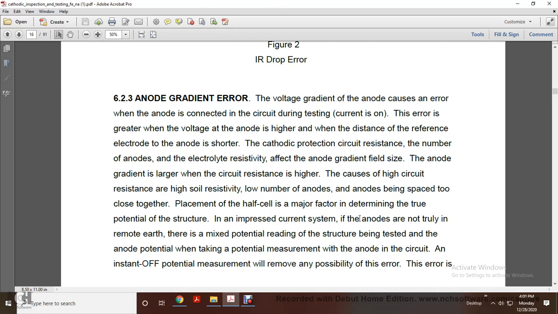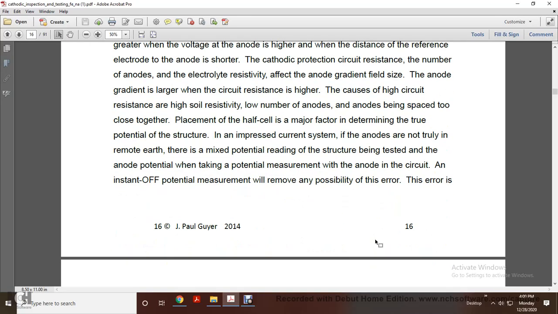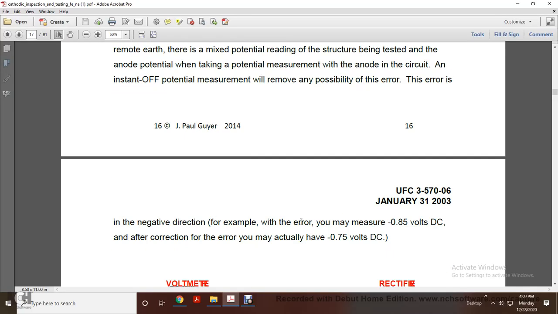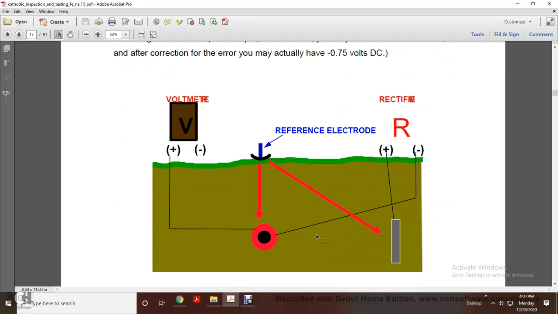To determine the true potential of the structure in an impressed current system, anodes not truly in a remote area give a mixed potential reading of the structure being tested. Taking a potential measurement with the anode in the circuit and an instant off potential measurement removes any possibility of the error. The error is in the negative direction. For example, the error we may measure is negative 0.85 volt DC. After correction, the structure may have negative 0.75 volt DC. The figure shows the voltmeter from positive to negative, the reference electrode, and the rectifier positive and negative.